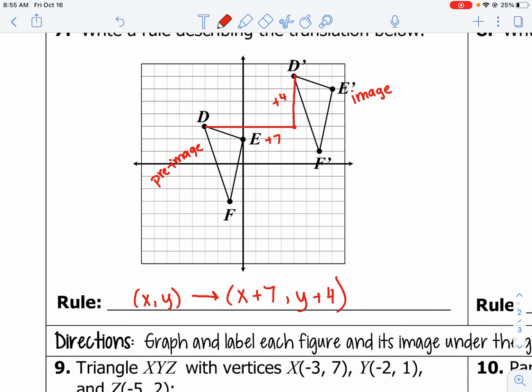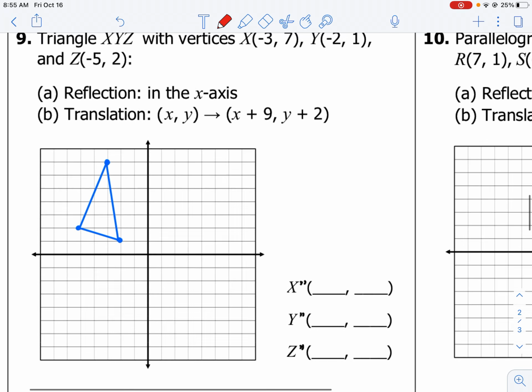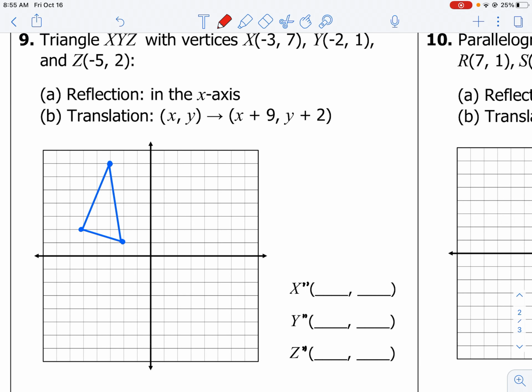Okay, so what y'all are going to do for number 8 is write the rule in the Edpuzzle for number 8. On these last 2 problems that we're going to do, we have 2 transformations. So we have a reflection and a translation. Reflection is what we did yesterday, so we're going to go ahead and do that first.